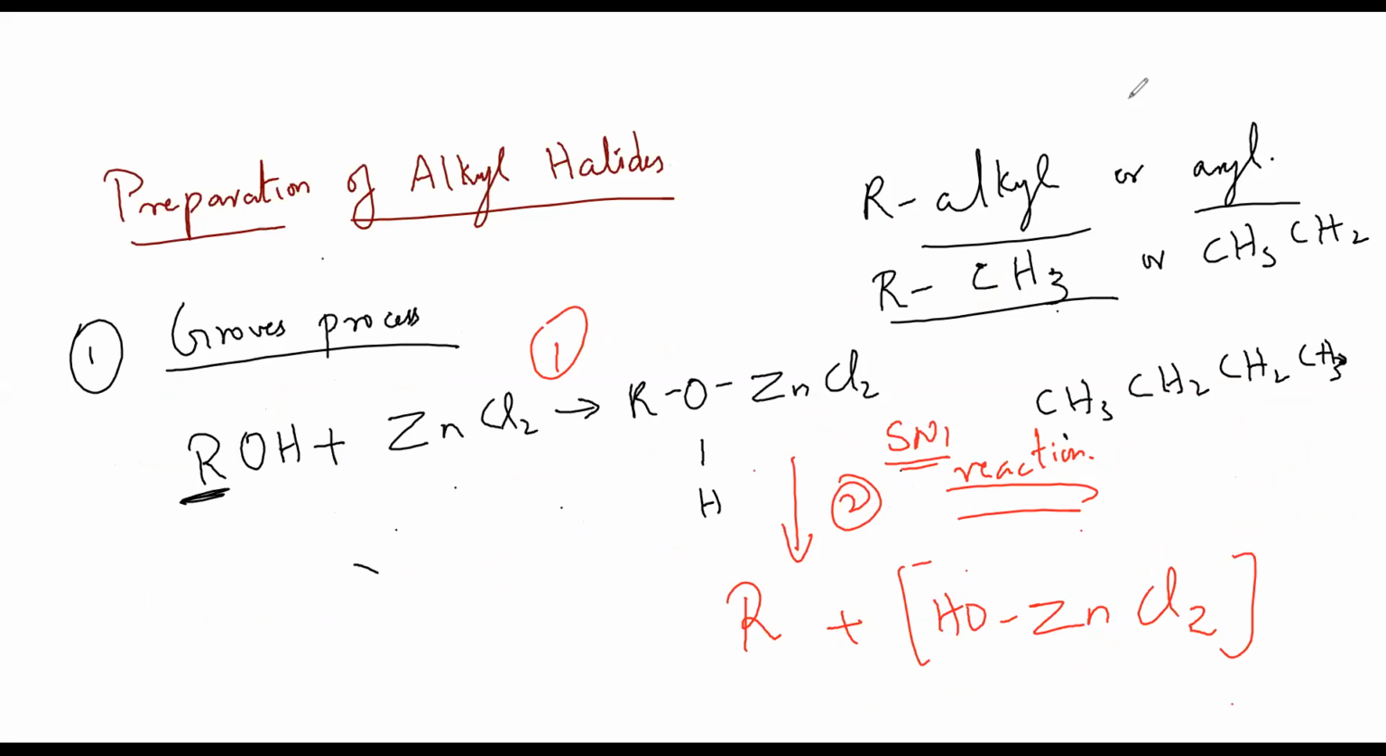Okay, I'm just getting an alkyl group in that. In the Grove's process, I'm not getting an alkyl halide, I'm just getting an alkyl group into it. That's it. Fine. I'm not getting an alkyl halide. In Grove's process, I'll just get an alkyl group. Fine.